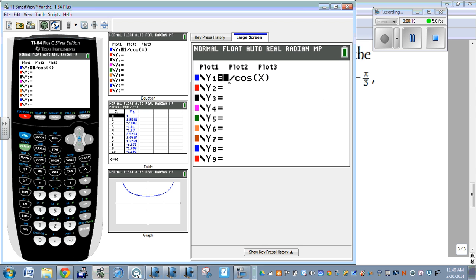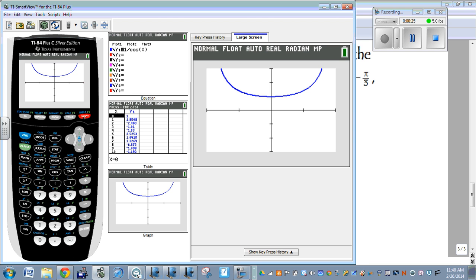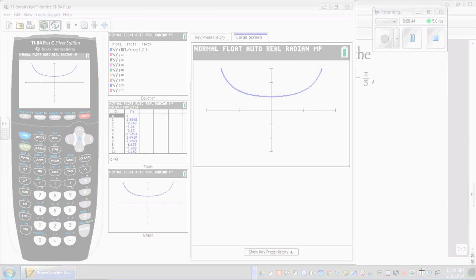I've already put in here 1 divided by cosine of x so that we can graph secant. And I have the same window as I did for problem number 13. So this is at pi over 4, this is pi over 2. So we want to go from negative pi over 3 to pi over 3. So this is within our region here that we're going to be dealing with. So let's take this and put it into our notes.